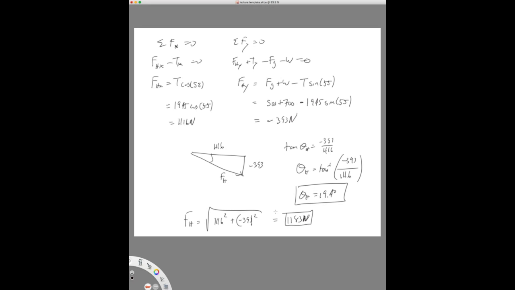Okay, so finding the last force, whatever force you have left, usually is simplest just to use net force in the x direction and net force in the y direction. And by now, you're all seasoned veterans at that process. So any questions about the second part of the problem?